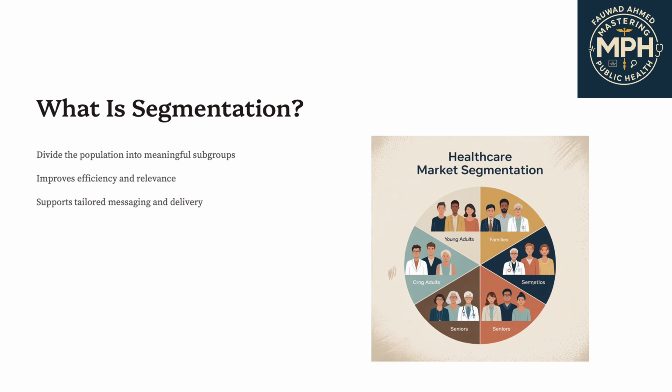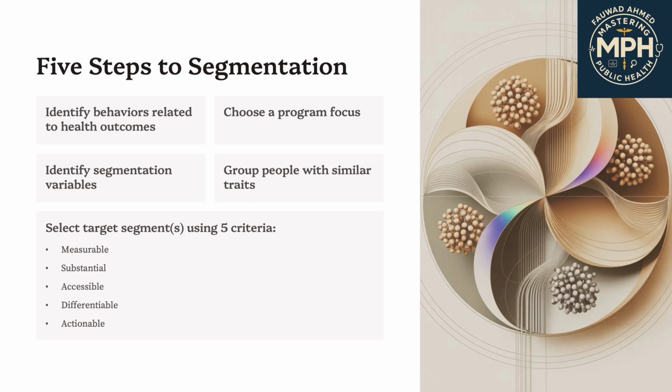Segmentation. You can't reach everyone with the same message. That's why marketers use segmentation, dividing the priority population into smaller, meaningful groups. First is, segmentation helps programs be more efficient and relevant. Second is, it helps tailor strategies to people who are most ready or most in need. Here's the 5-step segmentation process.